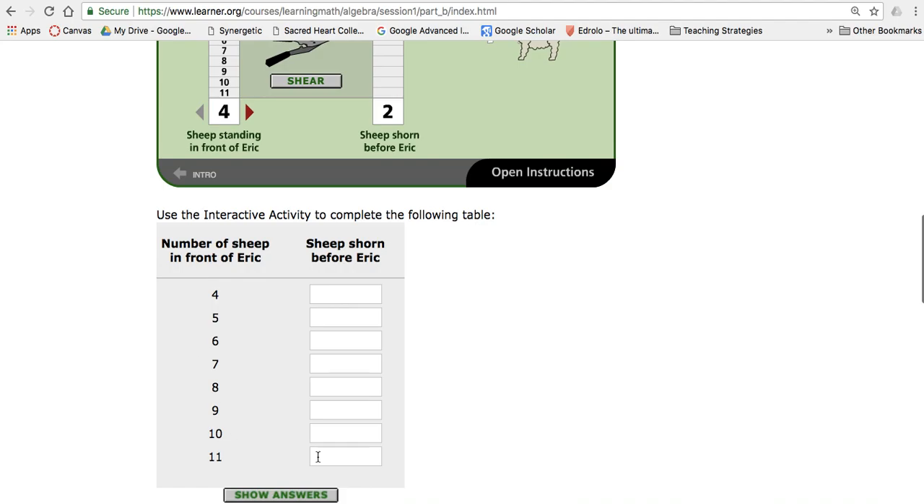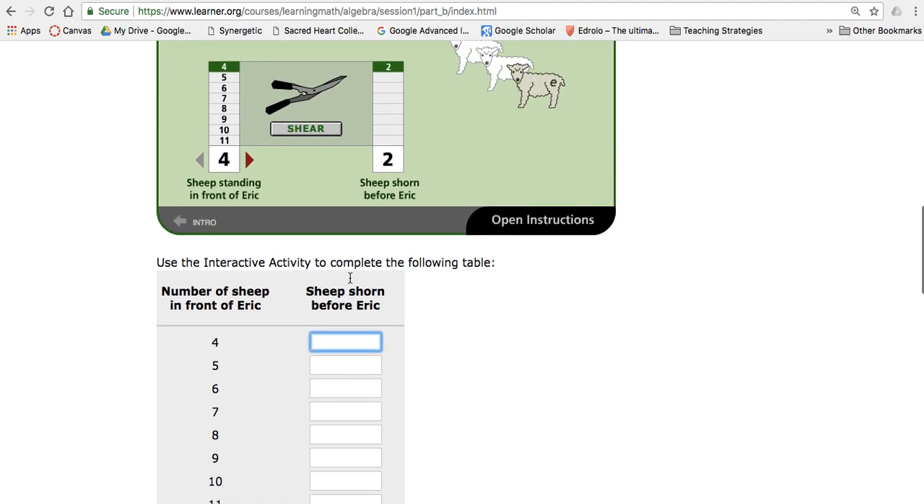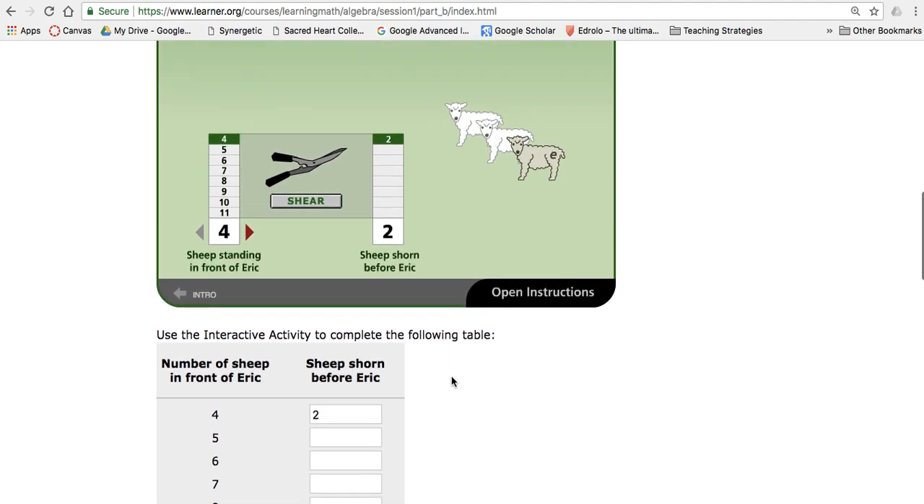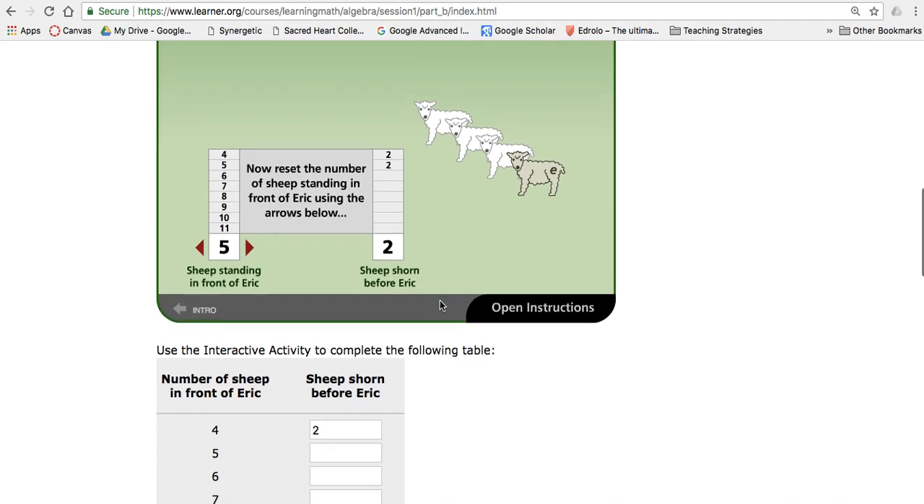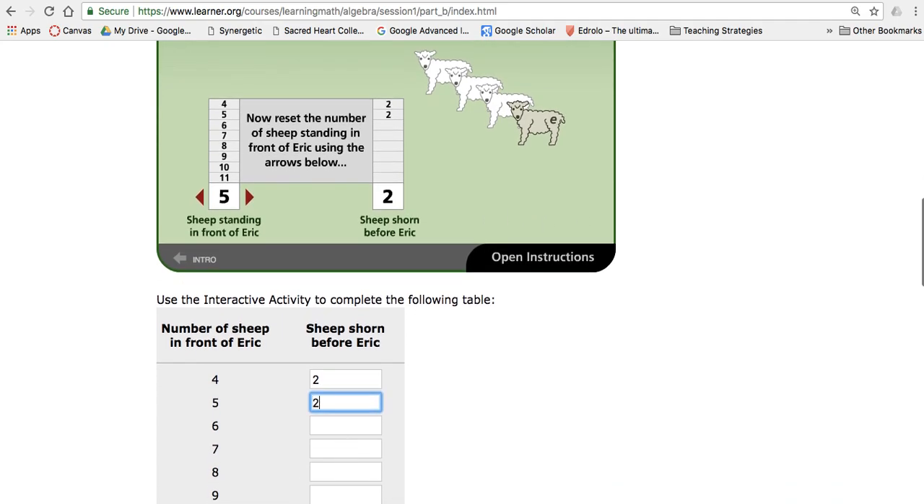And there's a table underneath here that you can actually fill in as well. So you could probably do that in your book. Same thing when we want to try it again, this time with 5 sheep in front. You could predict first how many sheep are going to be shorn before Eric. 1 sheep, 2 sheep, and then Eric's at the front. So that means that 2 sheep were shorn before Eric.